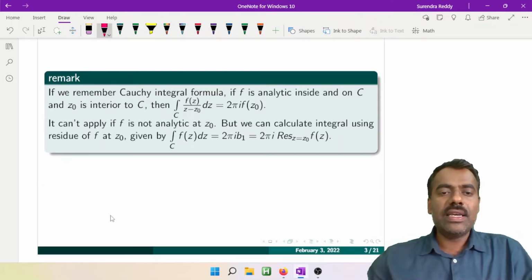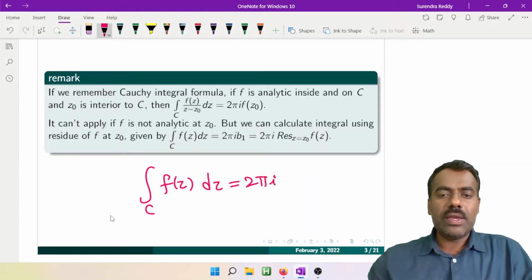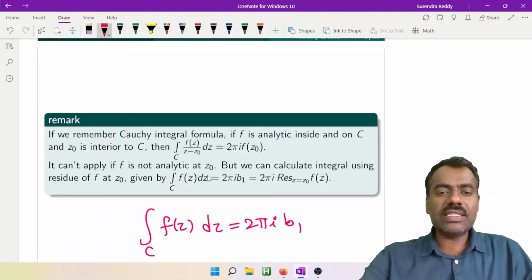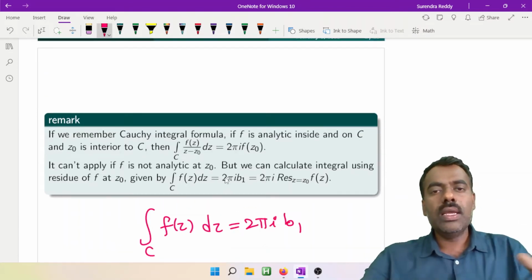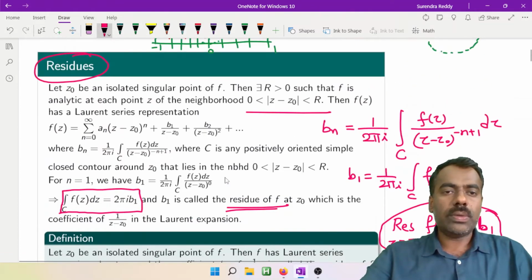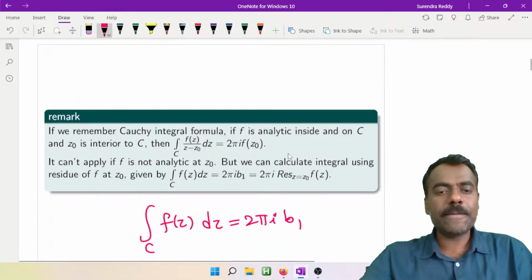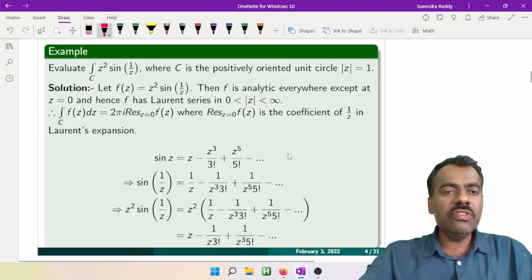That means even if f is not analytic, we can calculate the integral using the residue: the integration of f of z dz over c is 2 pi i times b1, where c is the given contour, and z naught is an isolated singularity which is inside it. Fine.